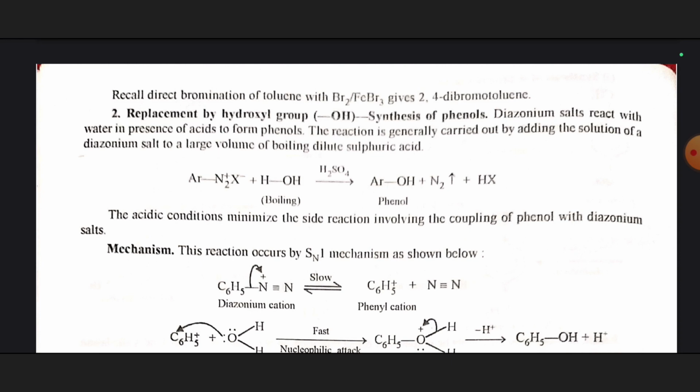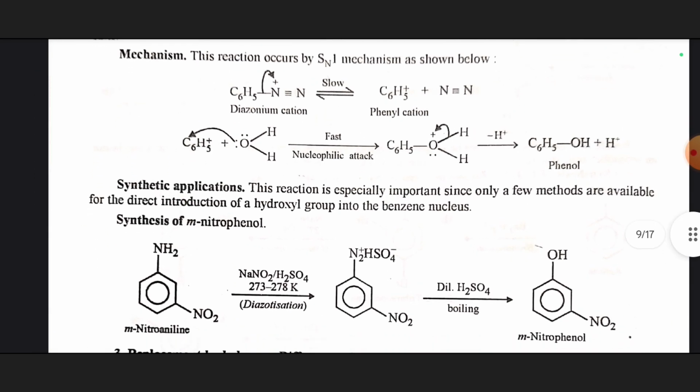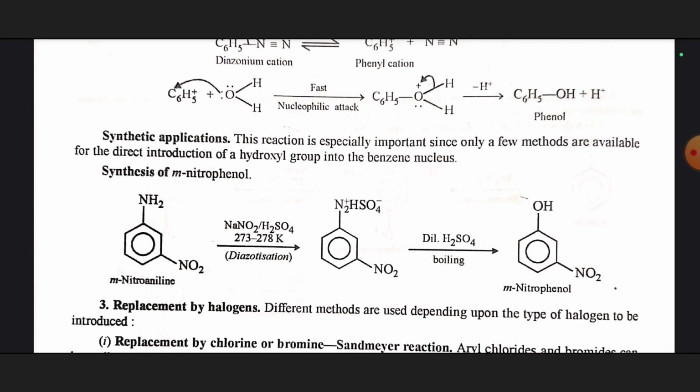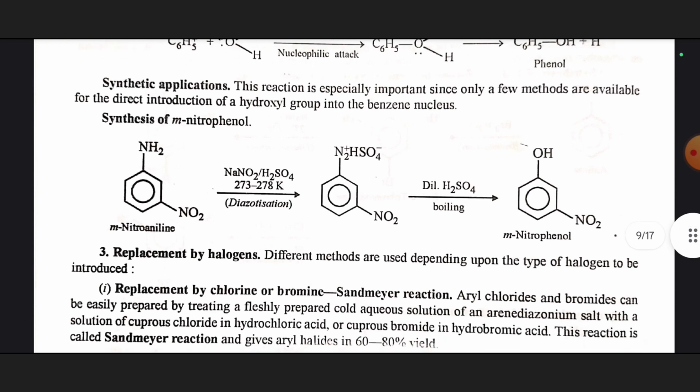Second, replacement by hydroxyl group, that is synthesis of phenols. Diazonium salts react with water in the presence of acid to form phenol. The reaction is generally carried out by adding the solution of a diazonium salt to a large volume of boiling dilute sulfuric acid. The acidic condition minimizes the side reaction involving the coupling of phenol with diazonium salt. Synthetic application. This reaction is especially important since only a few methods are available for the direct introduction of a hydroxyl group into the benzene nucleus.